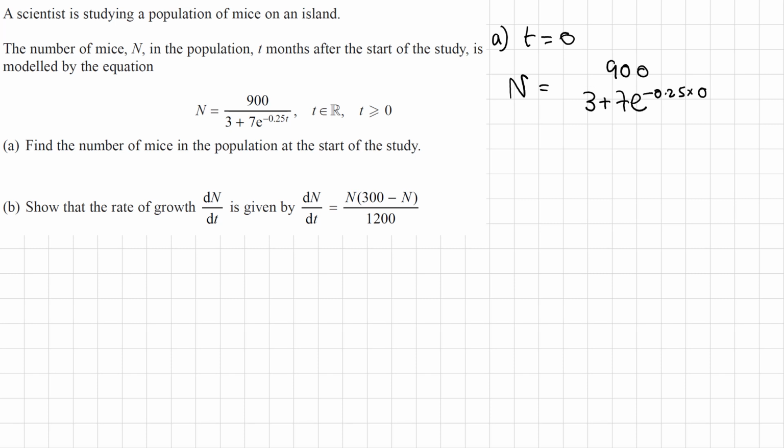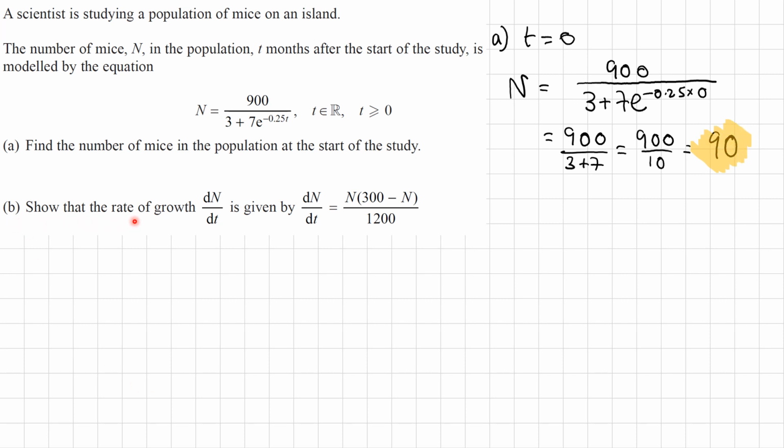Now what's going to happen is, where we have anything to the power 0, which is what we've got here, then this bit just becomes 1. So we'll end up with 900 over 3 plus 7, in other words, 900 divided by 10. So n is going to be 90. So this is the number of mice at the start of the study.